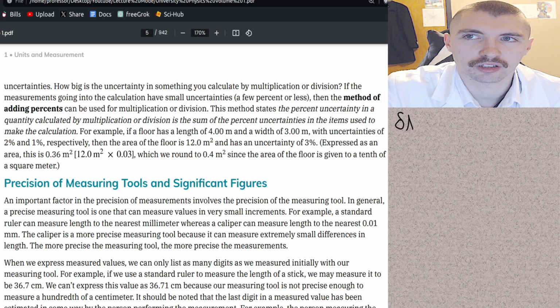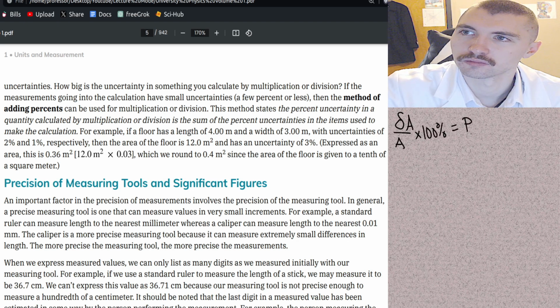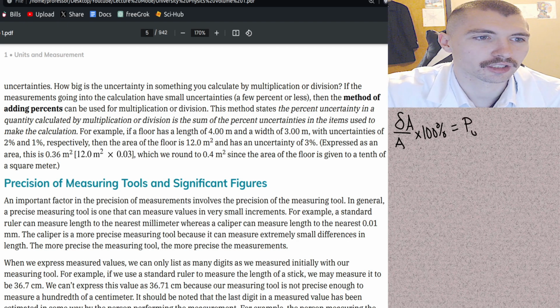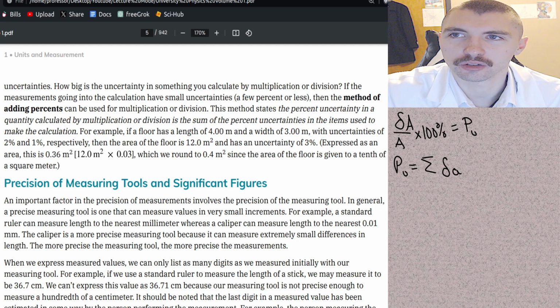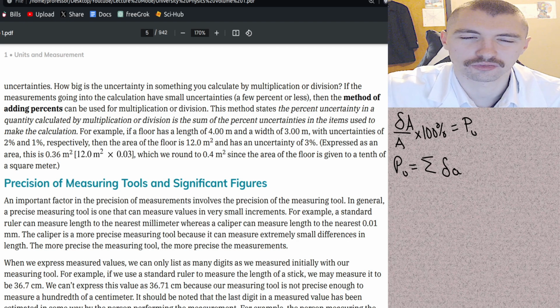So delta A over A times... So it's saying the percent uncertainty in a quantity calculated by multiplication or division, so it's saying Q is also the sum of the percent uncertainties of the items used to make the calculation. So I think this is what it's saying. Another way of saying this is you can just sum each individual uncertainty. So let's see if that is what he's saying.